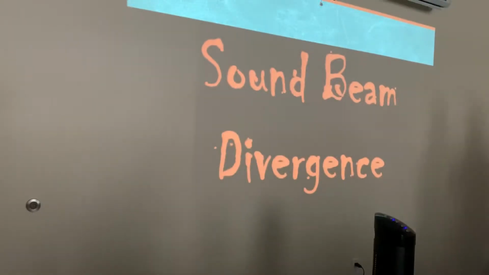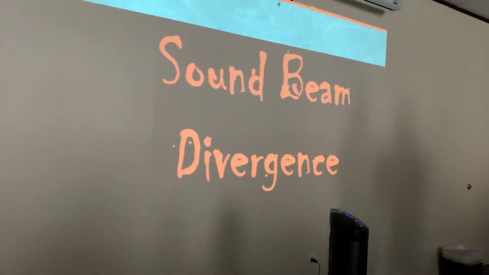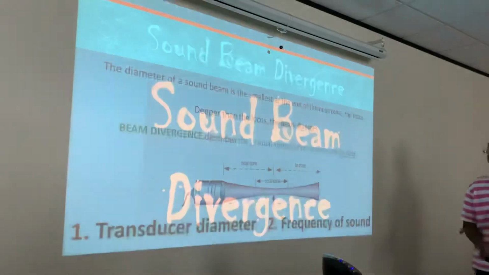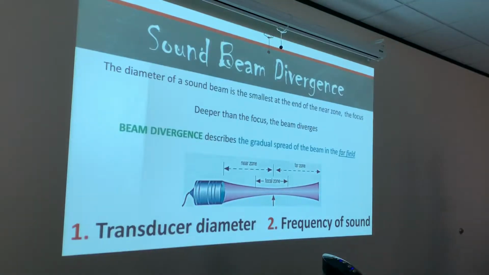So we already know how focal depth, near zone length, and focal length are all affected by transducer diameter and frequency. They're directly related to the focal depth. Sound beam divergence is just the opposite.